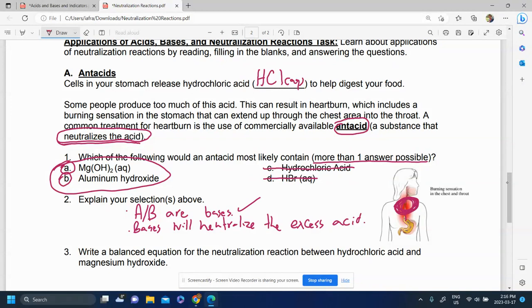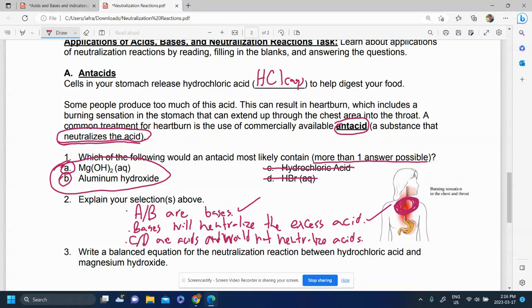You could, if you want to, add that C and D are acids and would not neutralize acids. You could say that as well, but really if you just had these two points here, that's it. Full marks. You showed you understood the idea behind the question, and you weren't just writing everything you knew. You were answering the question, right?